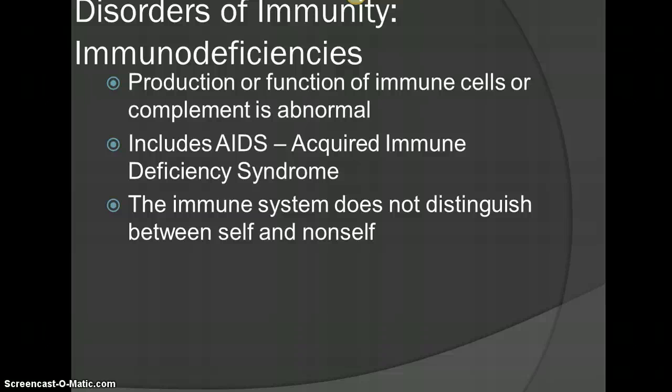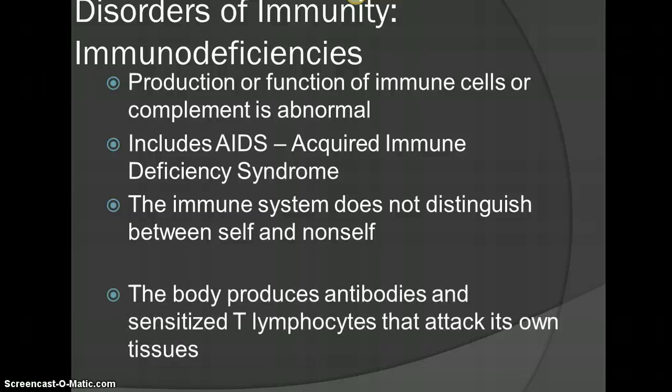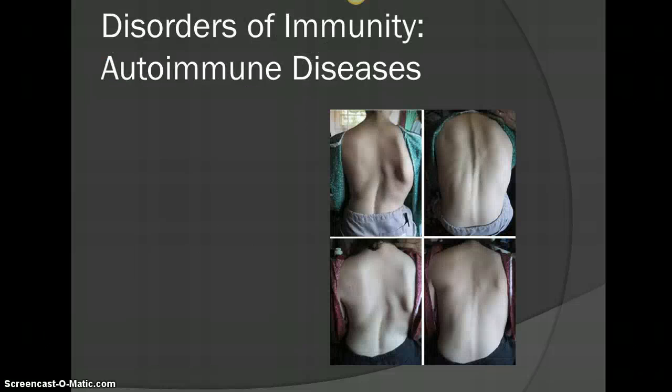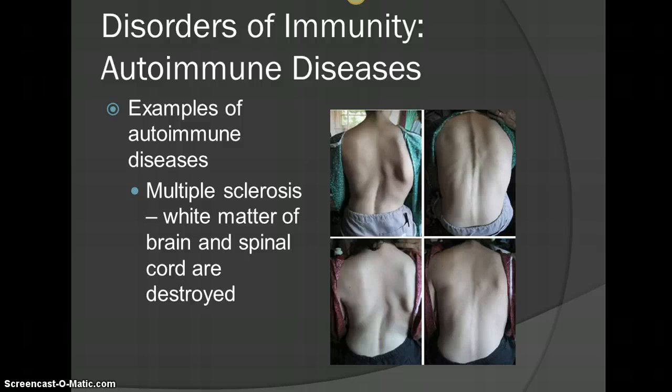And like I've said, if I were ever to get it, this is what would go on with my blood, where my body wouldn't recognize my own red blood cells and would attack them. And so the body produces antibodies and sensitized T cells that attack its own tissues. So not a good thing. Anytime you see these autoimmune diseases, they're a lot of times very hard to control. So some examples are multiple sclerosis. This actually goes with the nervous system, and what's happening is the white matter of your brain and spinal cord are being destroyed. It's your own body attacking itself.